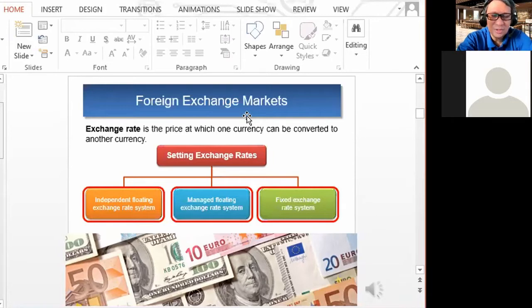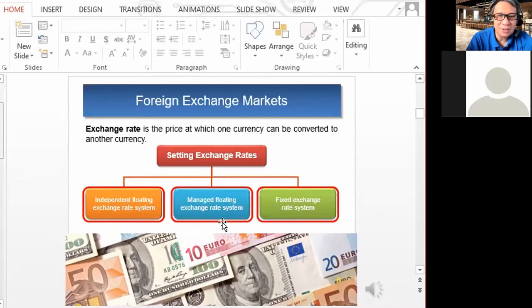So it moves up, moves down, it fluctuates. Now, the movement of the foreign exchange rate is due to several factors. Under the independent floating exchange rate system, it is influenced by demand and supply, market forces. So let me proceed. No more questions about this.